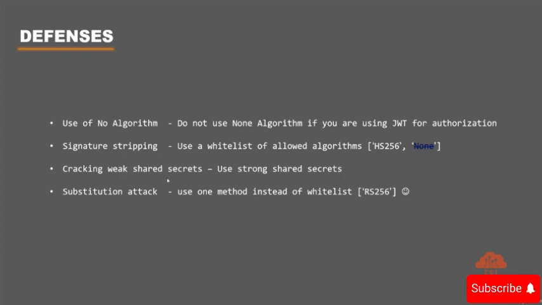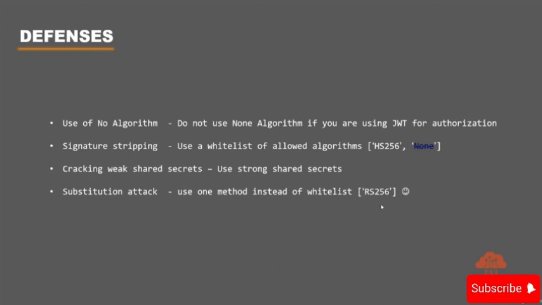The third one is cracking weak shared secrets. The fix is very simple here. We need to use strong shared secrets. The last one is substitution attacks. We have used a whitelist of algorithms, which is RS256 and HS256. Instead, we should only use RS256 in this case.